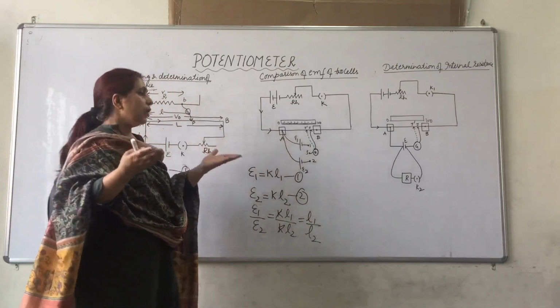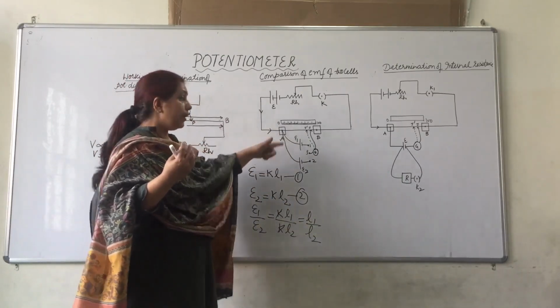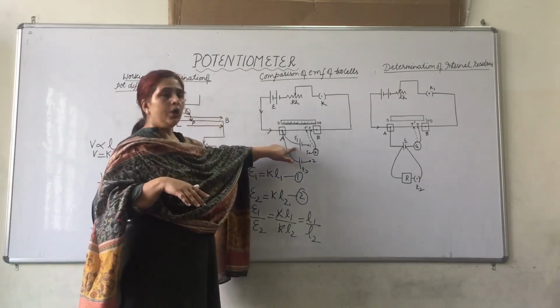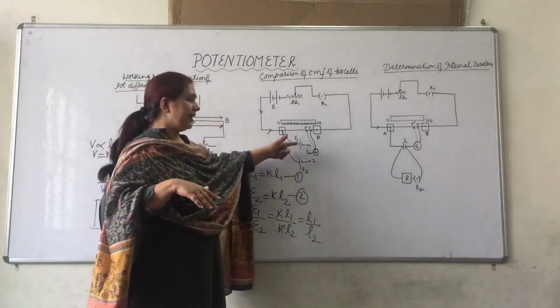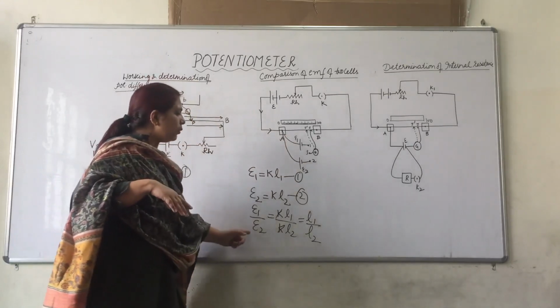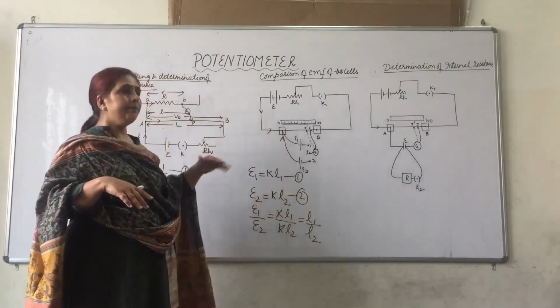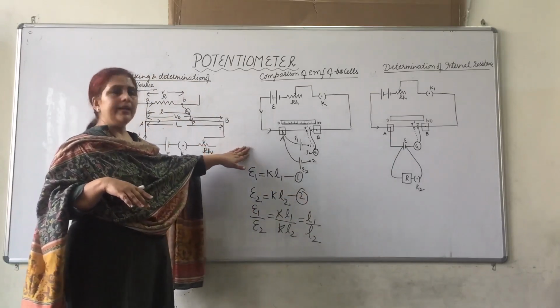We can also find out the EMF of one of the cells if the other EMF is known. Suppose you know E2, you can find out E1, because E1 will be equal to L1 upon L2 into E2, so you can find out the EMF of the cell. So this is a very important application.